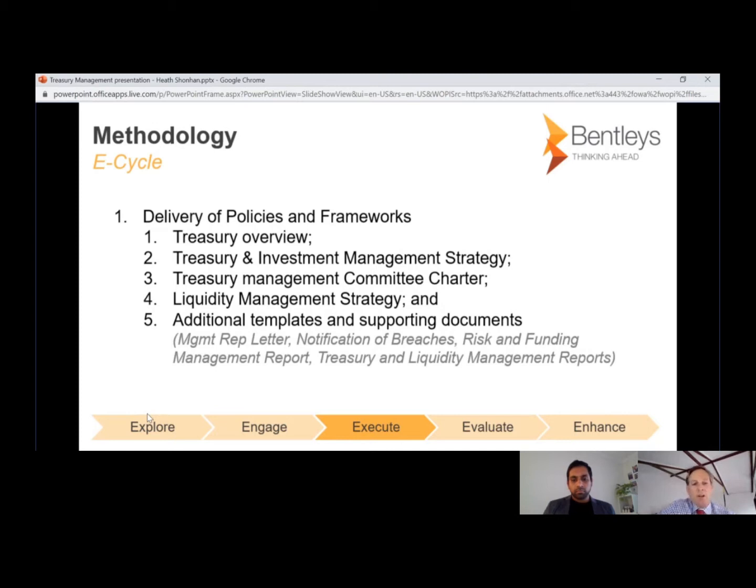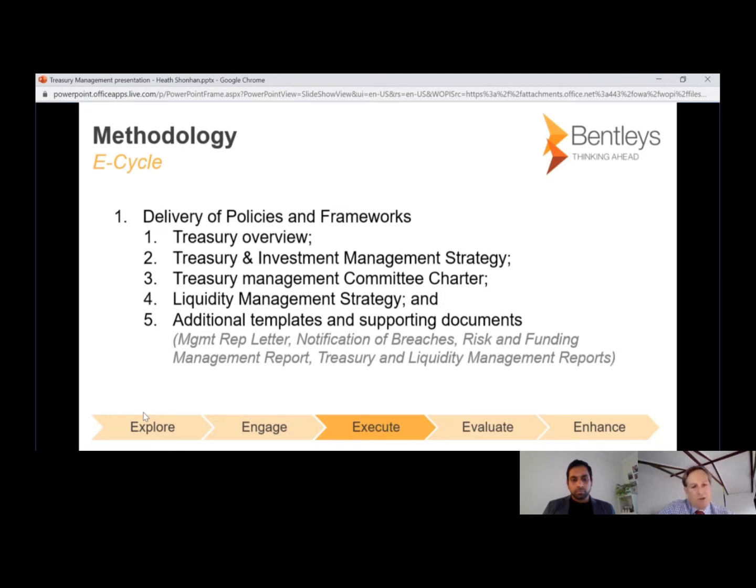We recommend that it includes an overall treasury and investment management strategy to cover off on items such as your gates of assessment for investment, the types of risks that you will accept, the forms of liquidity that you'll hold, your investment horizons and your buckets, which I'll explain a little bit further.